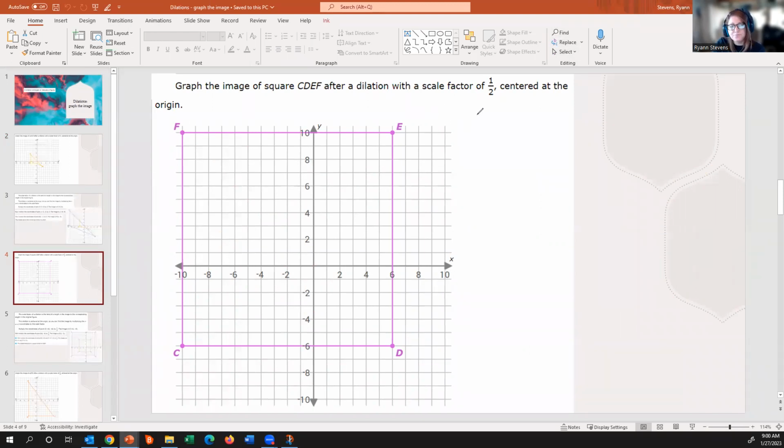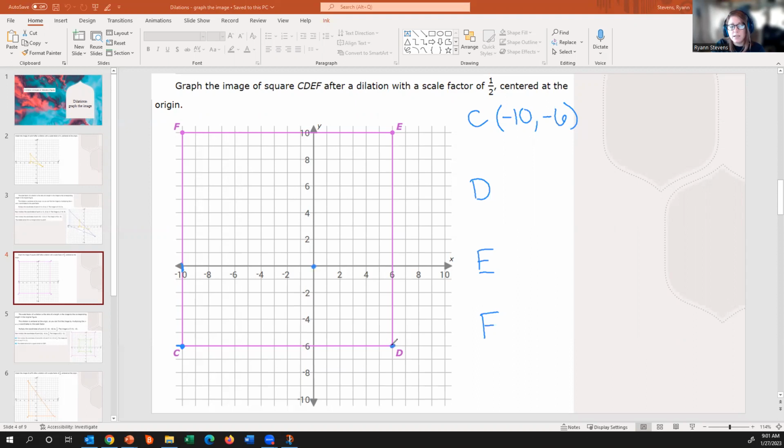We need to have all of our ordered pairs, C, D, E, F, and we need to first list those ordered pairs. So I'm going to start with C here. We start at the origin. We're going left to -10 on the x-axis. And then we're going from -10 down to -6 on the y. So this is our coordinate for the point C of our pre-image.